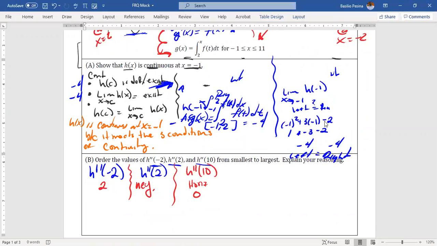So in reality, from smallest would be h double prime of 2 because it was negative, is less than h double prime of 10 because it's 0, and less than h double prime of -2 because that was a positive number.